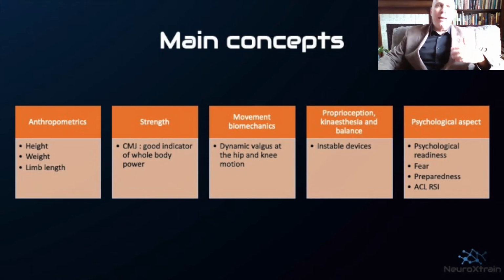And then finally, we have to take the brain into account. So we usually build into our models some measures of psychological readiness, fear, preparedness. And for the ACL, for example, we use the ACL-RSI, the Return to Sport Index.